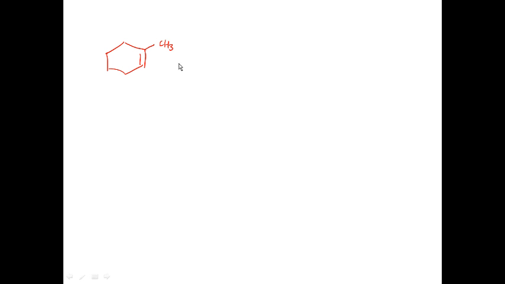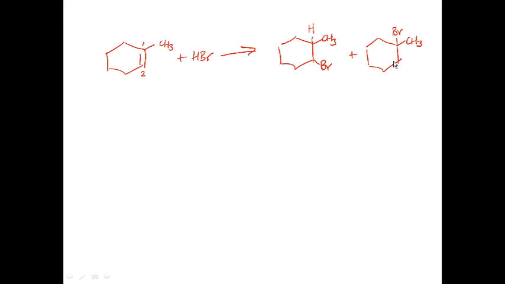So let's say I was to react 1-methylcyclohexene with HBr. What would be my two possible products of this reaction? Well, let's call this carbon 1, this carbon 2. So my two possible products would be to add the H to carbon 1 and the Br to carbon 2. And the other possible product would be to add the Br to carbon 1 and the H to carbon 2.